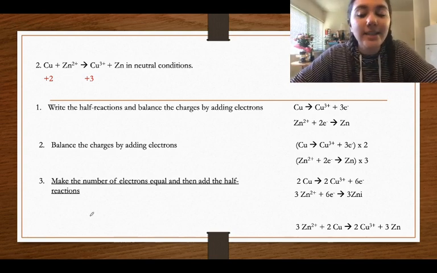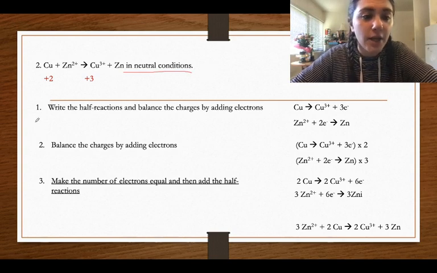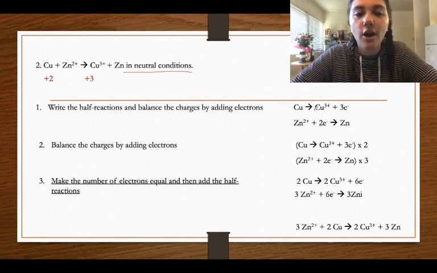Okay, so I like to put the steps here. It helps me keep everything together. If I'm in neutral conditions, I know that means there's no hydrogens, hydroxyls, or water that's really going to affect my overall balancing. So I'm going to write the half reactions and balance their charge by adding electrons. I have copper 3+, so I'm going to have to add 3 electrons here to balance that 3+ charge. Same with my zinc. I'm going to have to add these 2 electrons.